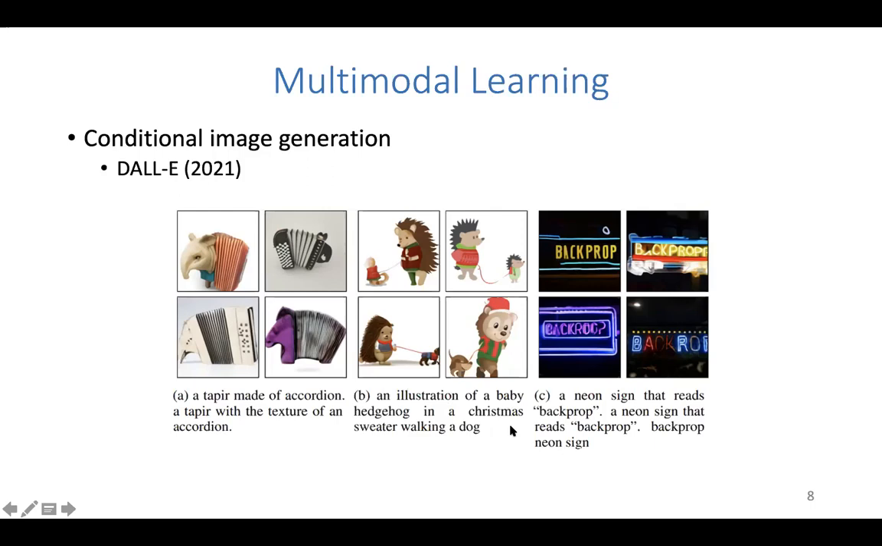So the model receives this text and then tries to generate images. And obviously the model has never ever seen a textual description like this before. So this is zero-shot image generation. And the quality of the image is just mind-blowing. It's phenomenal, impressive.